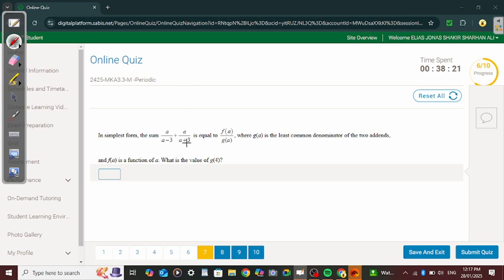So A over A minus 3 plus A over A plus 3. Multiply the denominator of the first fraction by the numerator and denominator of the second fraction, and the denominator of the second fraction by the numerator and denominator of the first fraction. So A multiplied by A plus 3. Distribute. A multiplied by A is going to be A squared. A multiplied by 3 is going to be 3A.